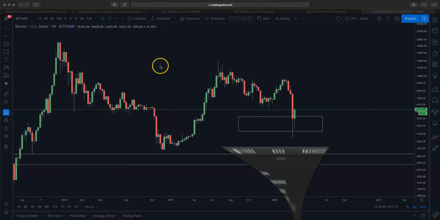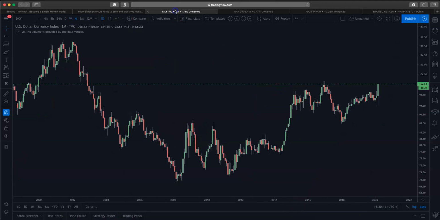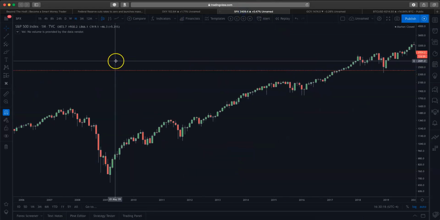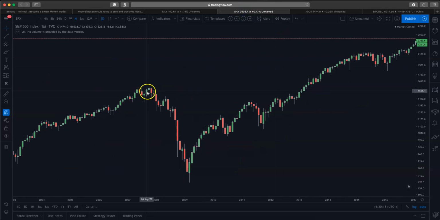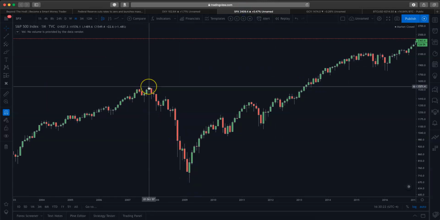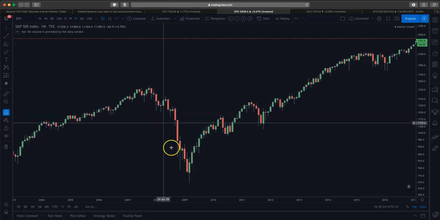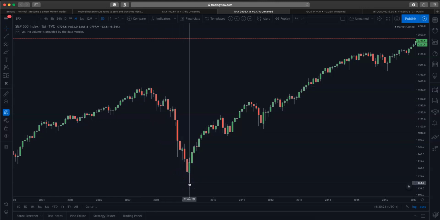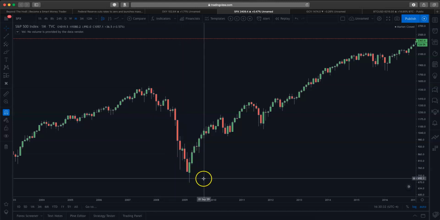Now, what happened the last time we had a crisis? The last time was in 2008. If I start with the stock market in 2008, you can see there was a massive drop. The peak happened in October of 2007, and we dropped all the way until March of 2009. You're probably wondering, why did we drop until March? What caused the bottom in the stock market?